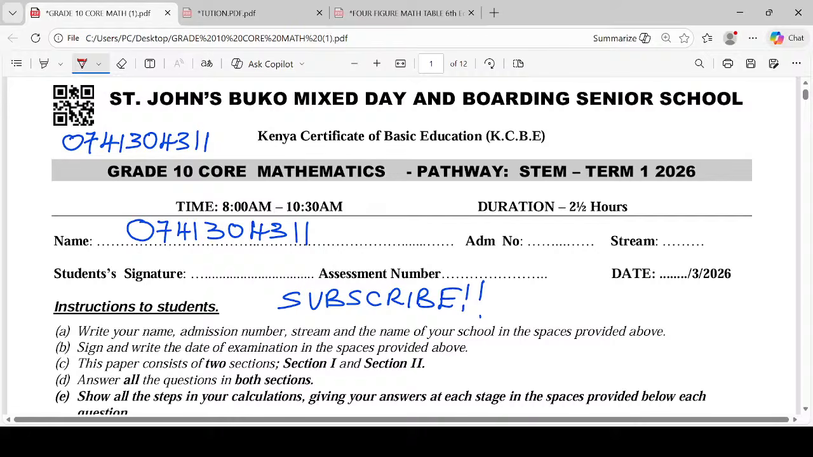We are going to discuss the grade 10 core mathematics, that is St. John's Buko Mixed Day and Boarding Senior School.